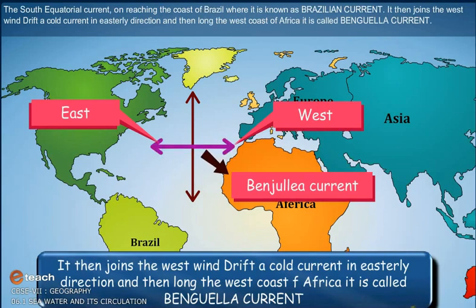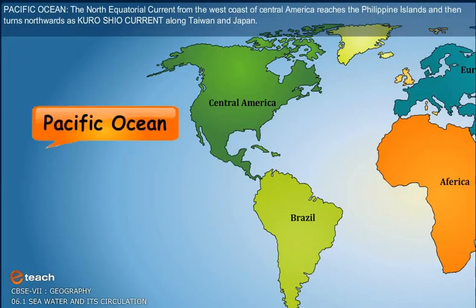It then joins the west wind drift, a cold current in easterly direction, and then along the west coast of Africa, it is called Benguela Current.